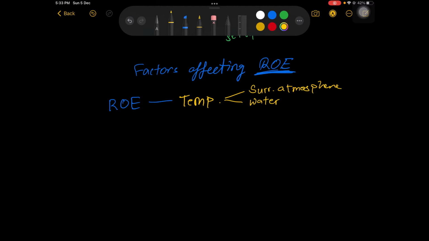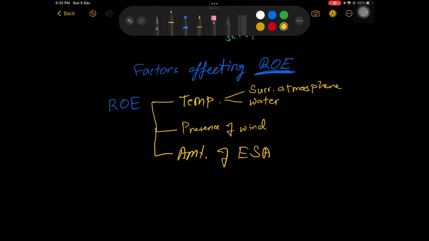The second factor is presence of wind. The third factor is amount of exposed surface area, ESA for short, and the humidity of the air. So these are the four main factors affecting the rate of evaporation of water.